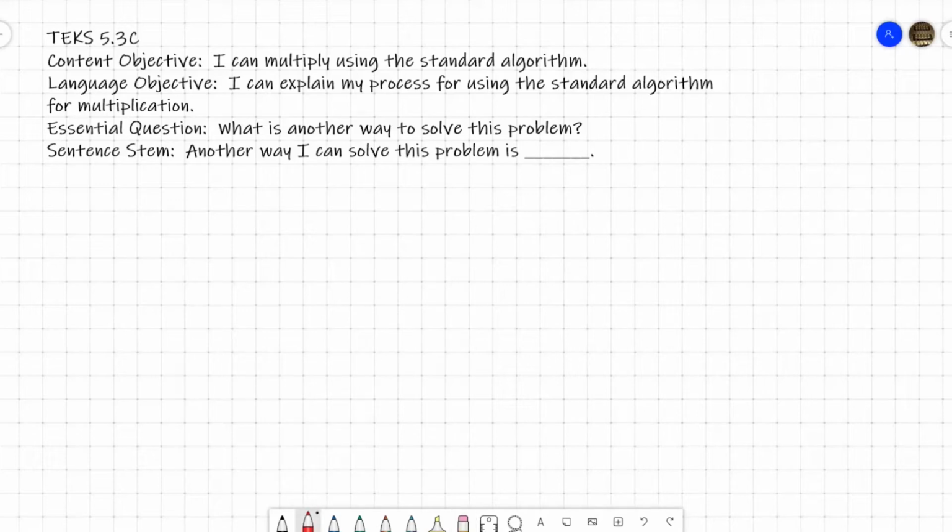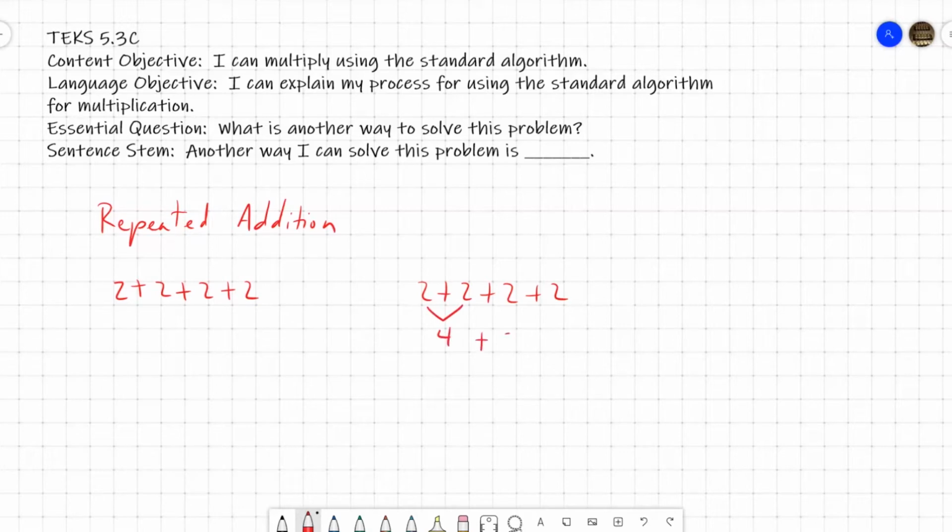Multiplication's not new to us. We began learning this back in second grade, and when we did, we learned that multiplication was really just repeated addition. For example, I could have 2 plus 2 plus 2 plus 2, and I'm going to write it again over here. What we could do, obviously, is just add it together. So 2 plus 2 is 4. I'll bring the rest down. 4 plus 2 is 6, bring the rest down, and then 6 plus 2 is 8.